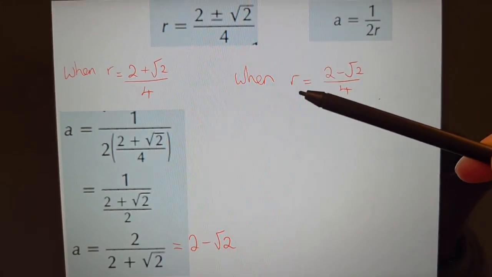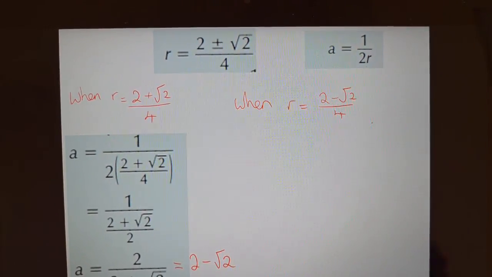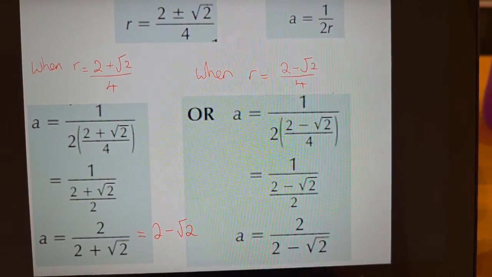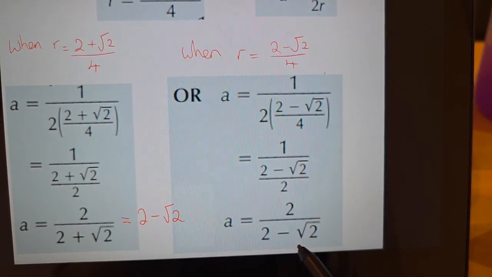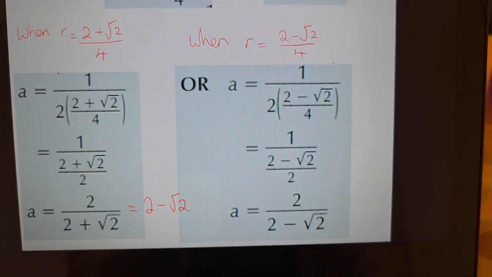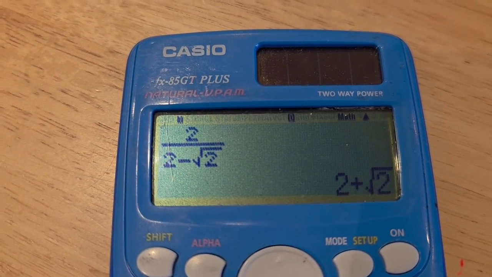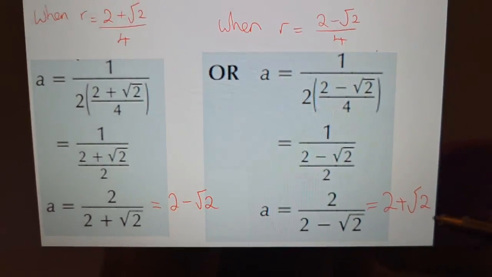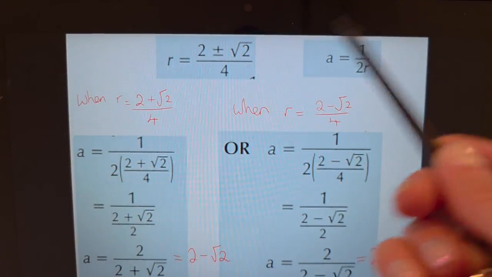Okay, then what about when r is equal to 2 minus root 2 over 4? So again, I'm going to sub that in instead of r. Again, the calculator will do the work for you. If I didn't use my calculator and I did it by hand, this is what I get back, but the calculator will give you the rationalized denominator version, which is 2 plus root 2, all over 1. Okay, so those are my two different values for a. Those are my two different values for r.